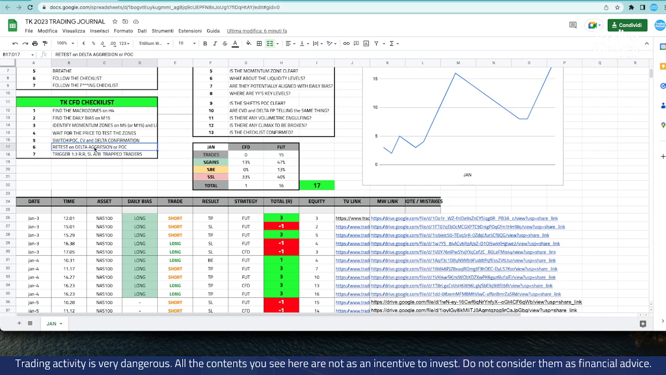I just want to retest, to see the price retesting on the untested POC or an untested strong aggression level. And you can only see this on the volumetric trading platform. On the retest I open a trade.